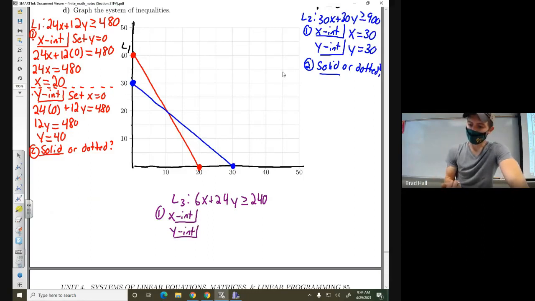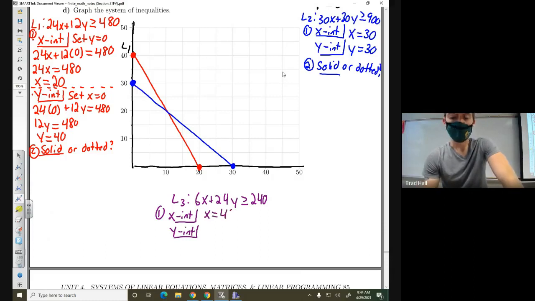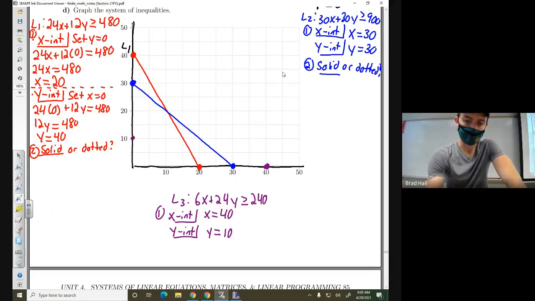The x-intercept seems to be 40. Again, whenever you set y equal to 0 and divide both sides by 6, you will get 40. That gives us 1 point. And then the y-intercept, seems like you will get y as 10, after you set x equal to 0 and you divide both sides by 24. Then you get 10.